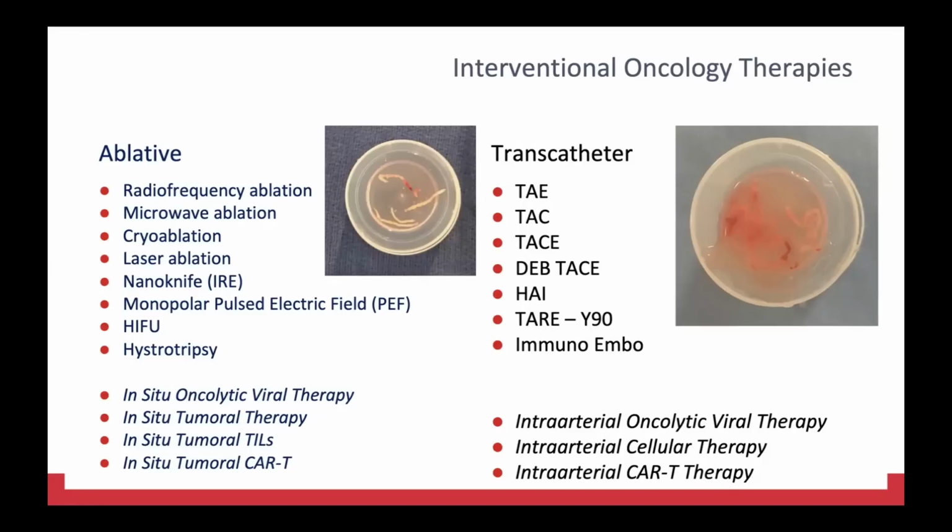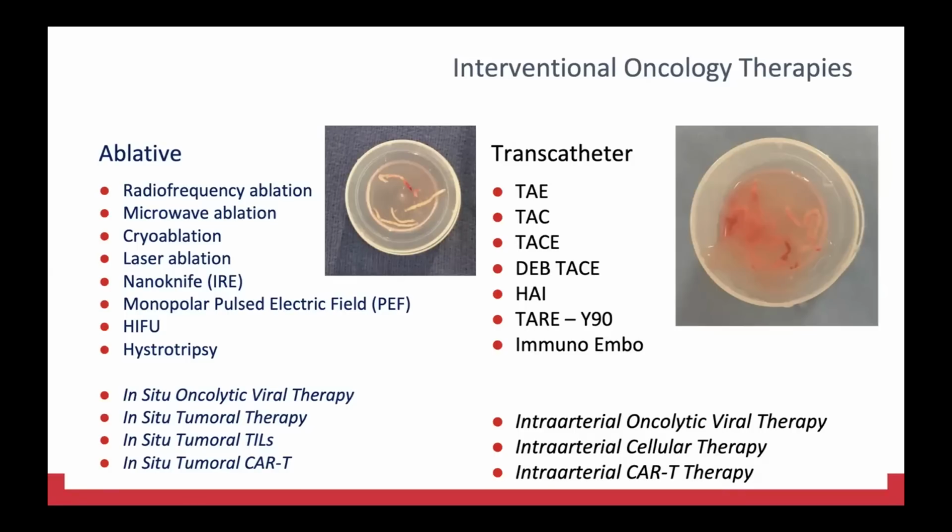On the transcatheter side, whether it's bland embolization, TACE (transarterial chemoembolization), or drug-eluting chemoembolization, they are very common pretty much all over the world, particularly for primary liver cancer. In fact, that's sort of the gold standard in many countries. Also, hepatic artery infusion pump and Y90 radioembolization are becoming more popular. Immunoembolization is sort of just starting.